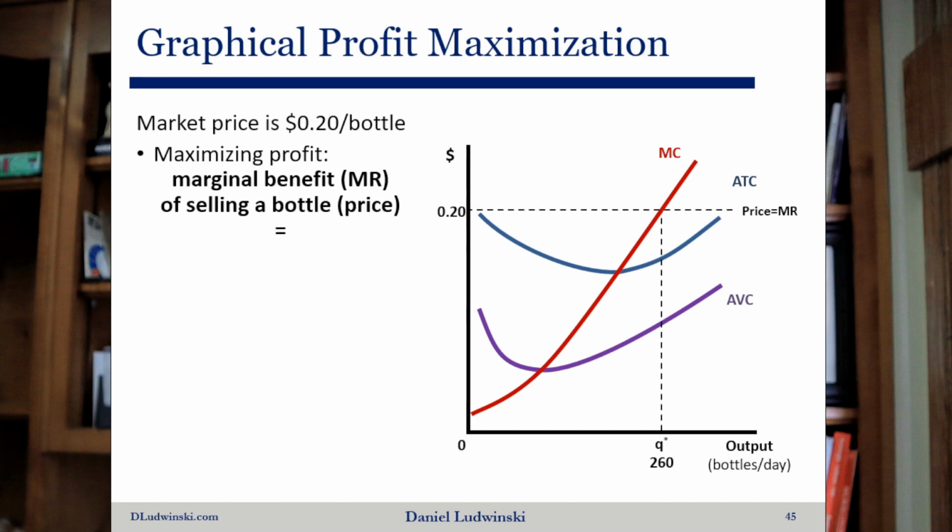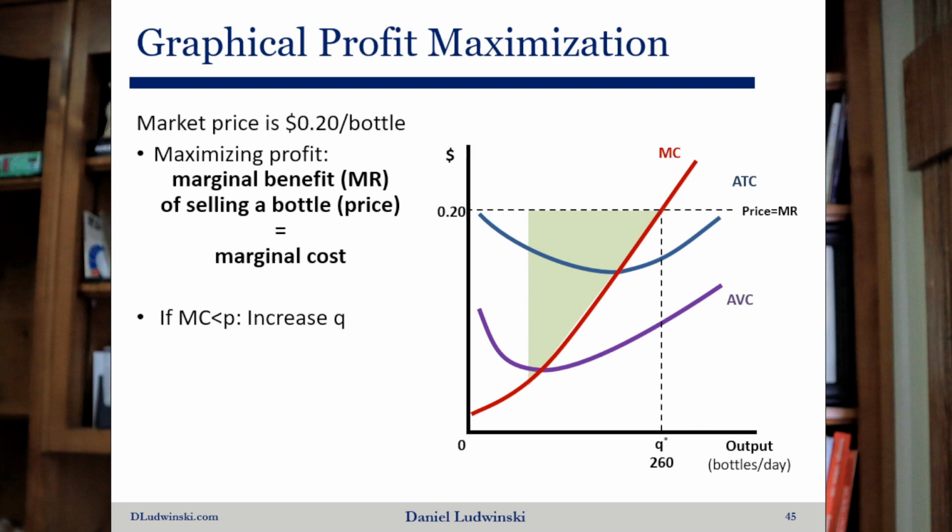And in order to maximize profit, we continue making and selling these bottles as long as that marginal revenue is greater than marginal cost. Right? We keep doing it right up to that point, because this is extra revenue we're getting over the marginal cost for each additional unit.